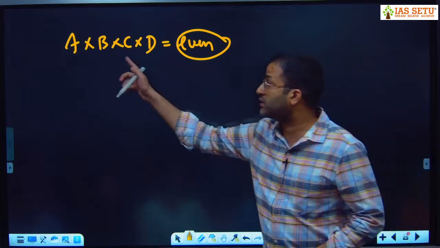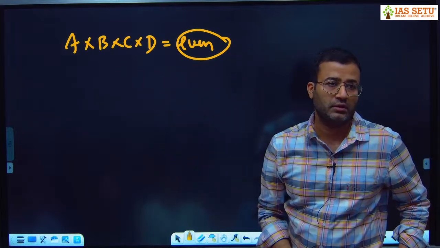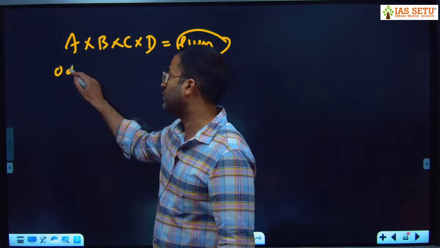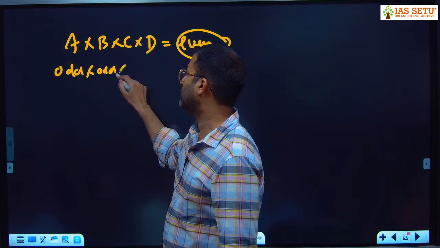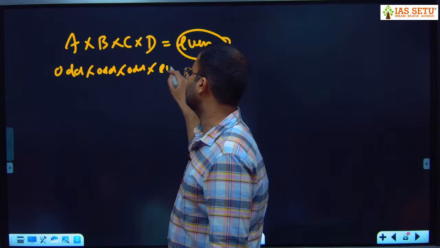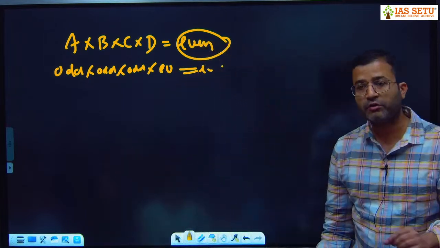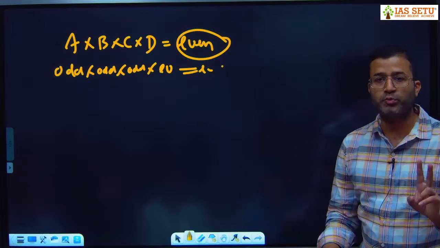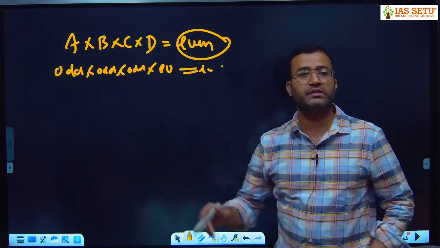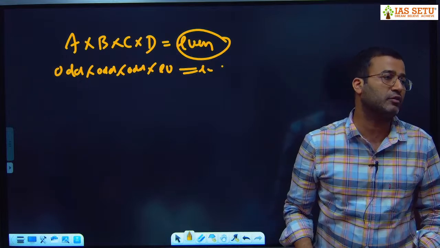Here we can't say that all 4 are even. There is a possibility this is odd, this is odd, this is odd, and this is even, then also our product is even. When your final product is even, there are 2 possibilities: maybe all these numbers are even, or at least any one of these numbers is even.